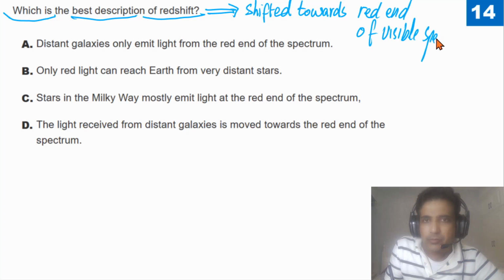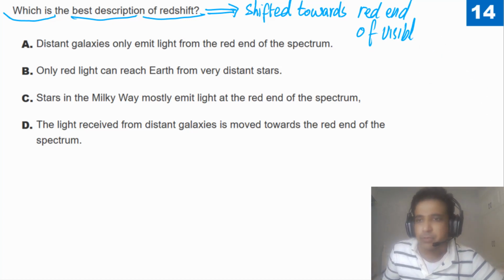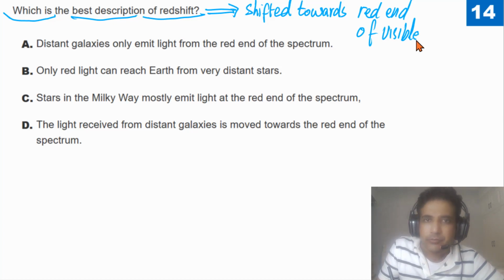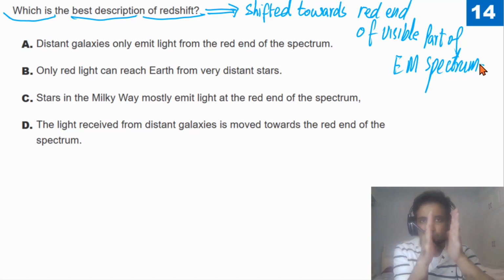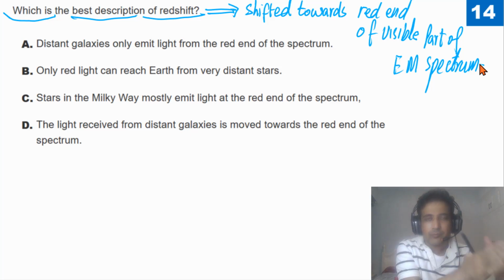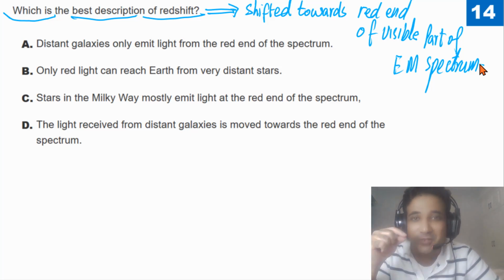Red end of the visible spectrum, or you can say the red end of the visible part of the EM spectrum. So this is the meaning of redshift: shifted towards the red end of the visible part of the EM spectrum, means shifted towards the red end of the spectrum.